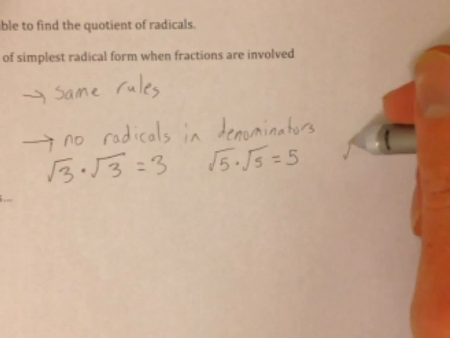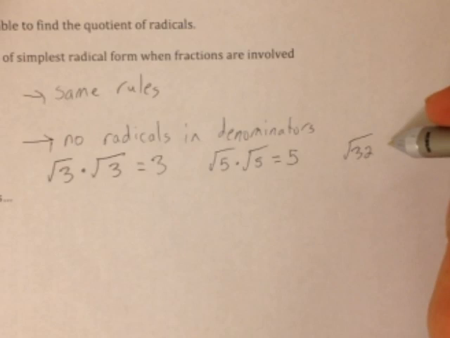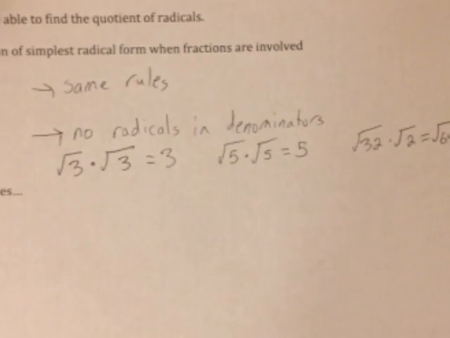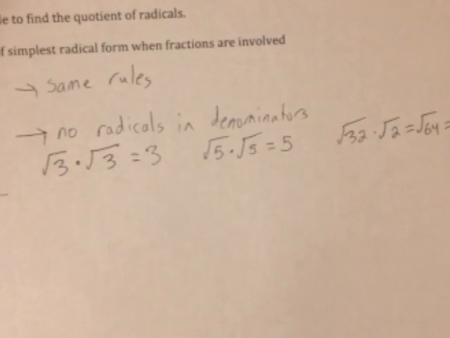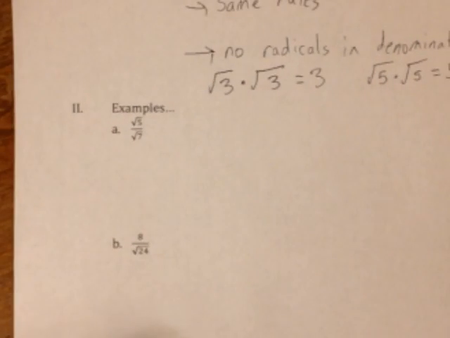For example, if you had the square root of 32, you could multiply by the square root of 32, or you could just multiply this by the square root of 2 to turn it into the square root of 64, which is 8. Basically what we're going to do is try to multiply by something that will get rid of the radical in the denominator. So here's an example problem.